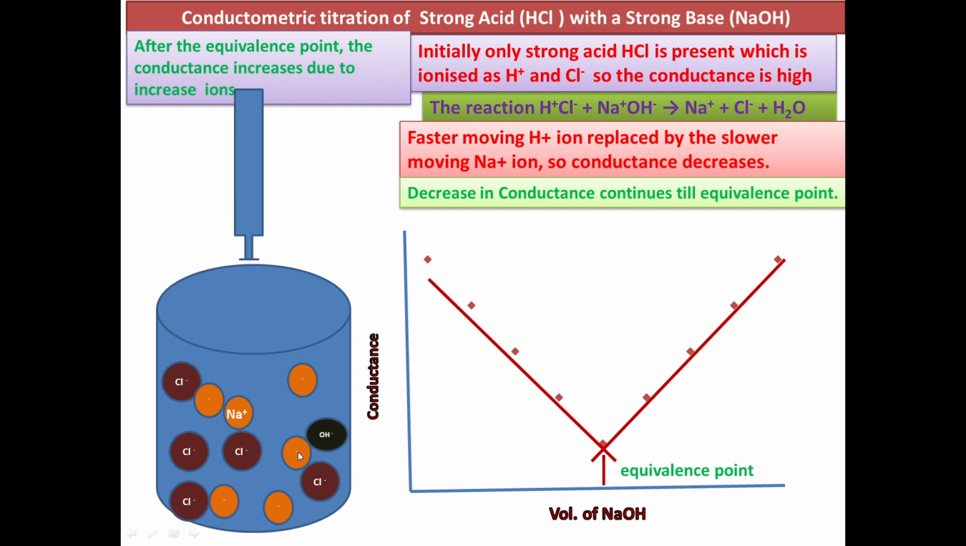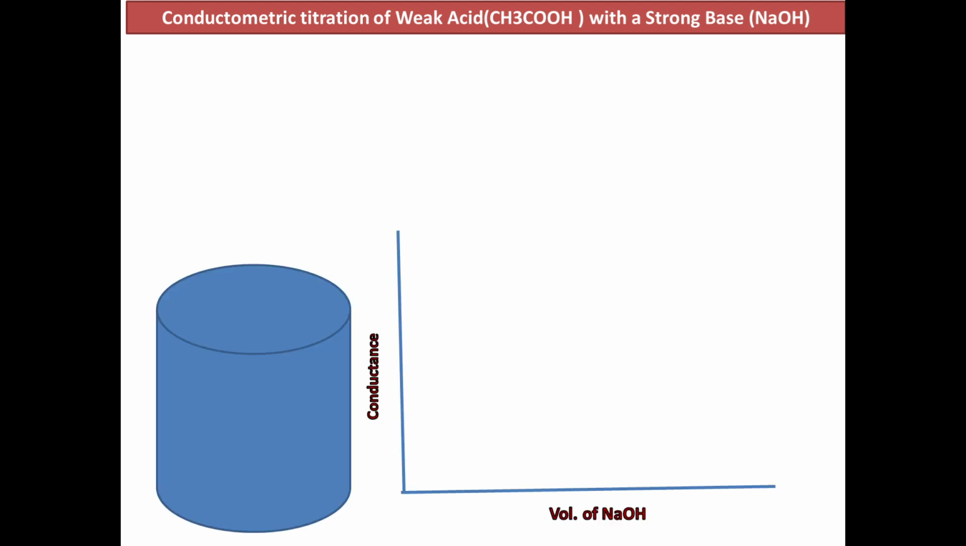This is the conductometric titration for strong acid with strong base. It gives a graph where initially conductance decreases and then increases. Intersection of these two lines gives the equivalence point of the neutralization reaction. Next is conductometric titration of weak acid with strong base. Take an example of a weak acid, that is acetic acid CH3COOH, with a strong base.